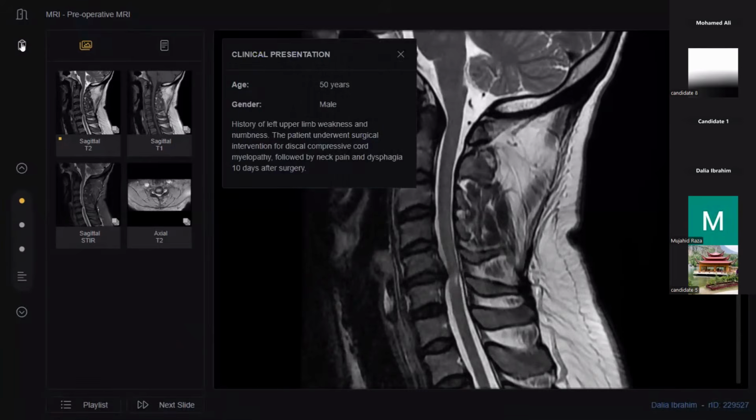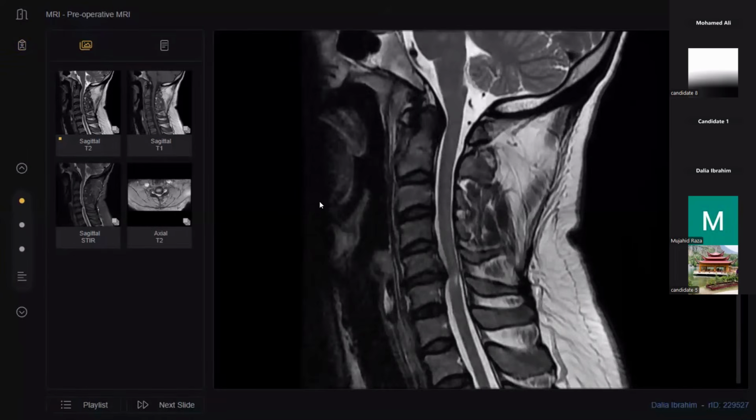This is a 50-year-old male. He has a history of left upper limb weakness and numbness. Okay, I will not proceed with the history. If you want to scroll through the case, one second, I will ask for control. I've requested. Okay, you can move through the case, and if you want to divide the screen.